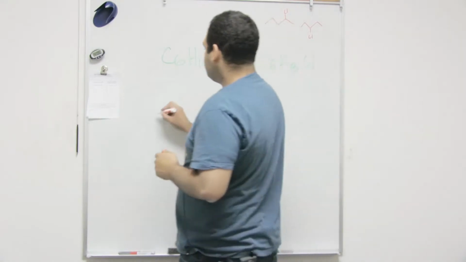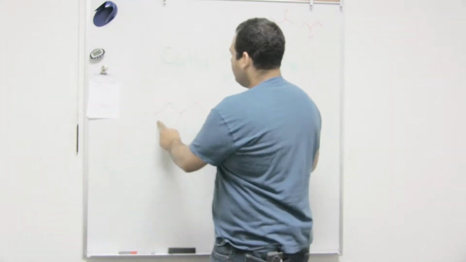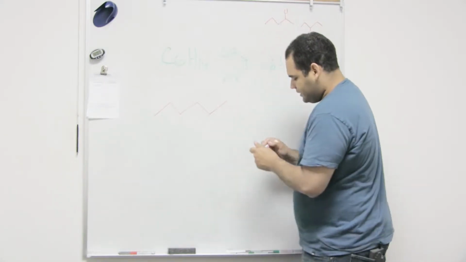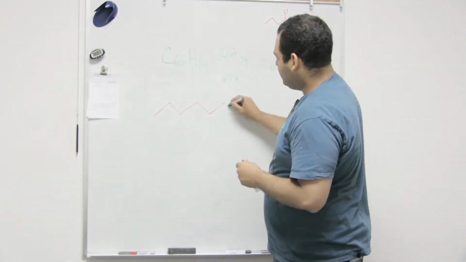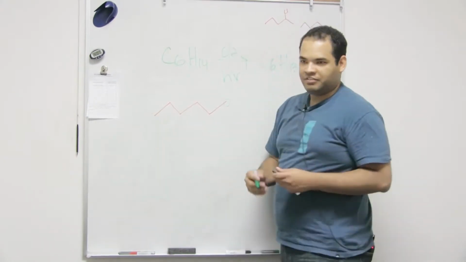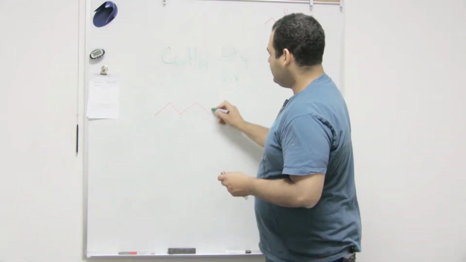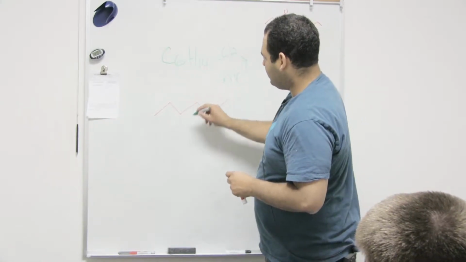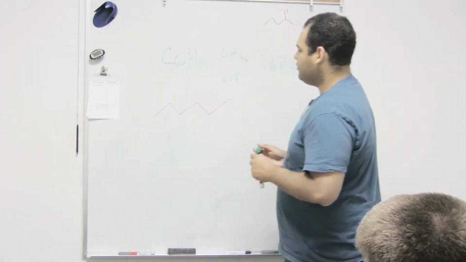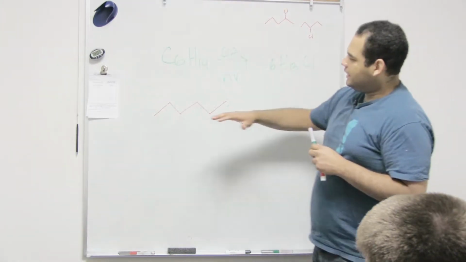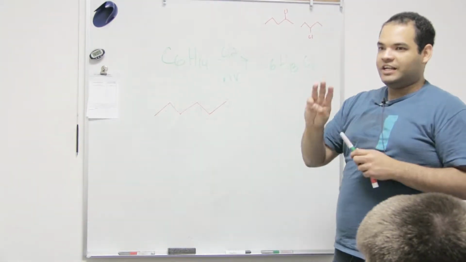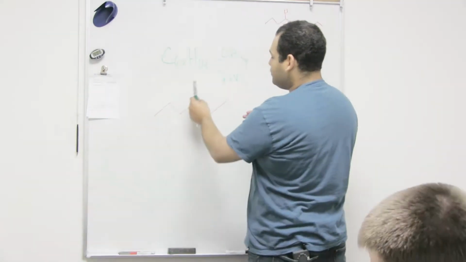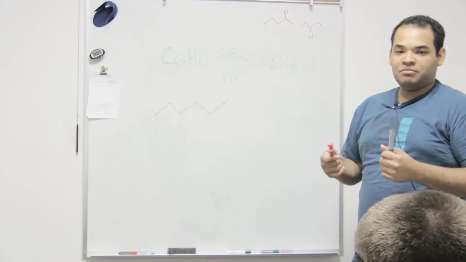So if I do that, 1, 2, 3, 4, 5, 6, I would say, well, this guy here and this guy here, they're equivalents. This guy here and this guy here, they're equivalents. And this guy here and this guy there are equivalents. So with this skeleton, I only have 3 constitutional isomers. So I start placing the methyl in the different positions to see which one gives me 4.